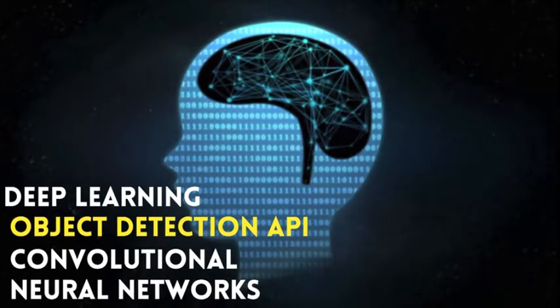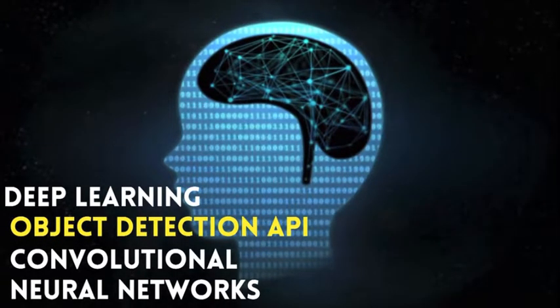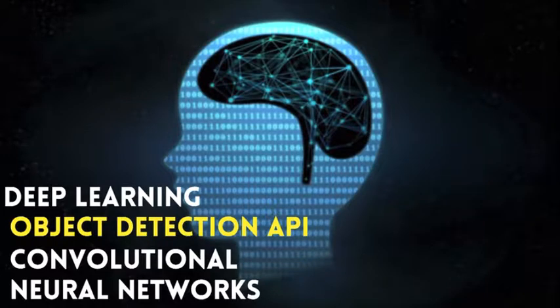Deep Learning Object Detection API using convolutional neural networks is what Project Miar is based on. Let's take a look at the convolutional neural networks.